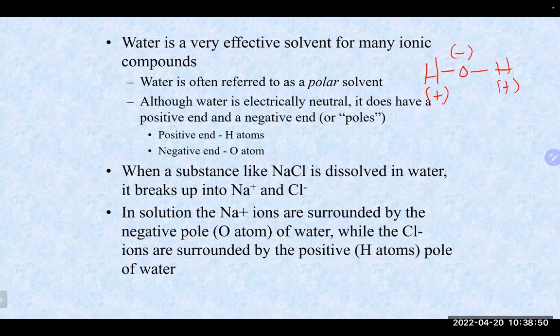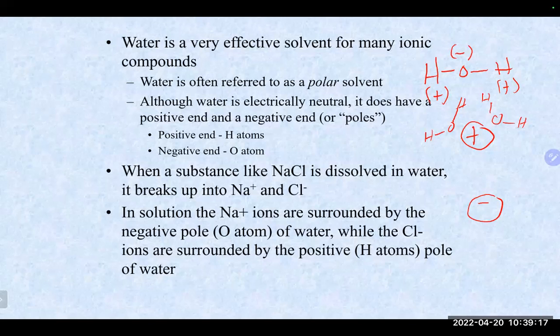It's also really good for a lot of ionic compounds, because when a lot of ionic compounds go into water for a swim, they essentially break apart into ions. And because water has both a positive side and a negative side, it allows water to surround each of these ions. The positive ion is surrounded by the negatively charged side of water, which is the oxygen side, while the negative ion gets surrounded by the positive side of water, which is the hydrogen side.